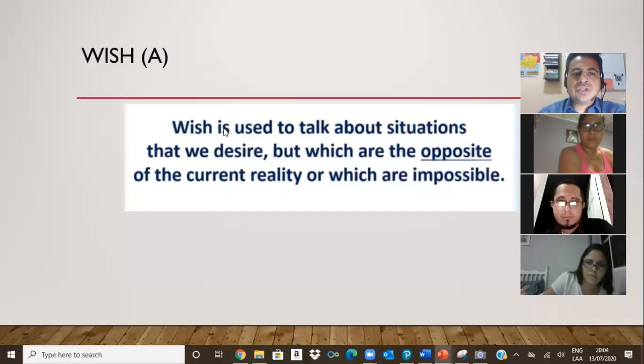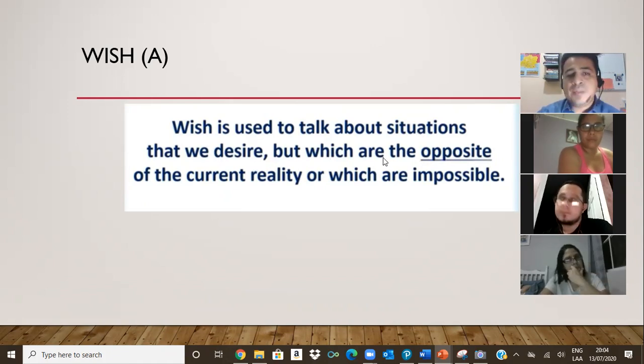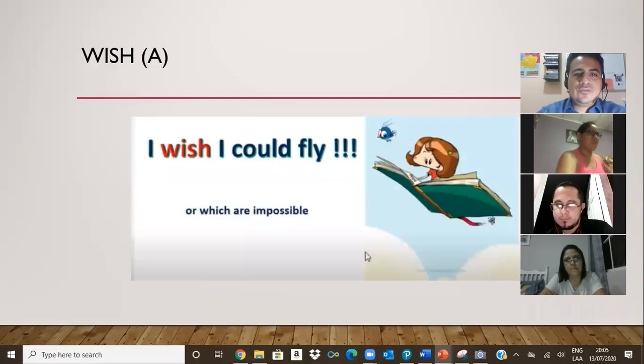Then we have wish. We use wish to talk about situations that we desire, but which are opposite of the current reality. So something, for example, that is impossible, okay? I wish I had a lot of money, but I don't, right? So it is opposite of what my current situation is, okay? For example, I wish I could fly. Impossible, right?